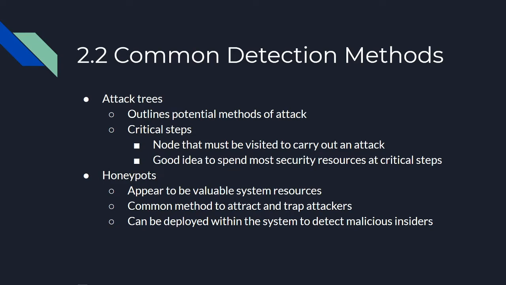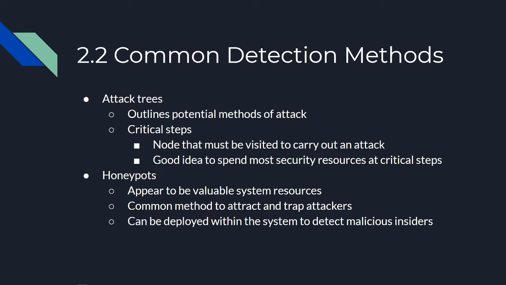So, for some common detection methods, the first one we have is attack trees, and we learned about this in one of our assignments in class. An attack tree is basically outlining the potential methods to carry out an attack. One important component of attack trees is the critical step, which is a node that must be visited in order to carry out an attack. So, for the detection of insider attacks, this is really important because we can use the knowledge of critical steps, and organizations can decide to spend most of their security resources at these critical steps, and this would allow for a higher defense and detection rate against insider attacks.